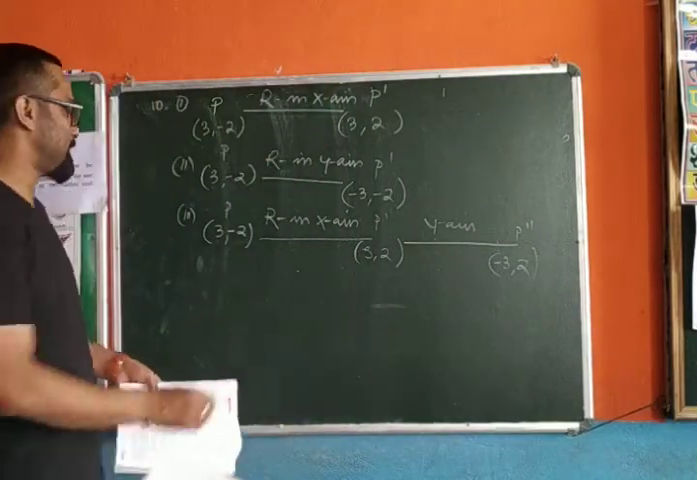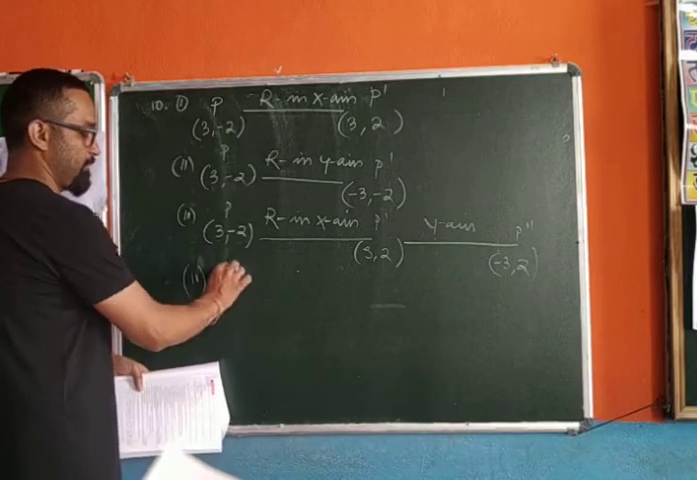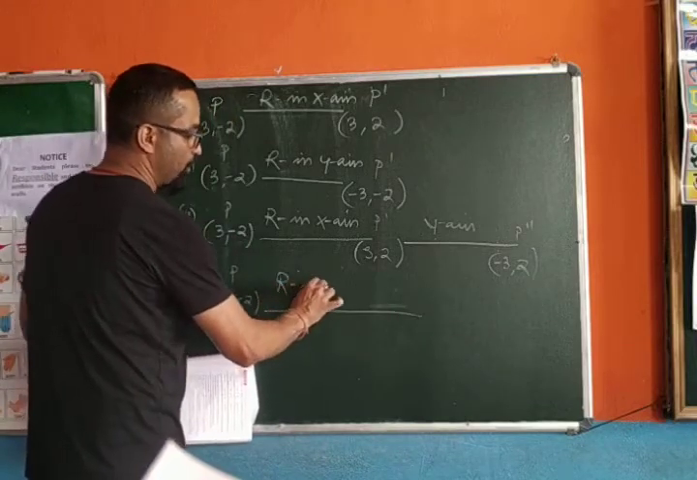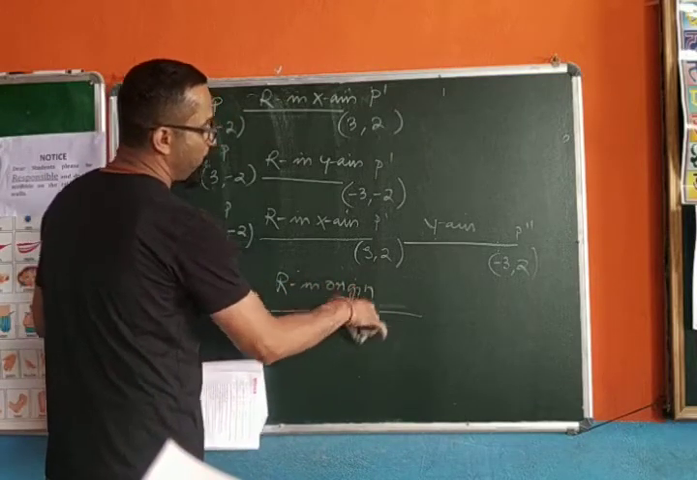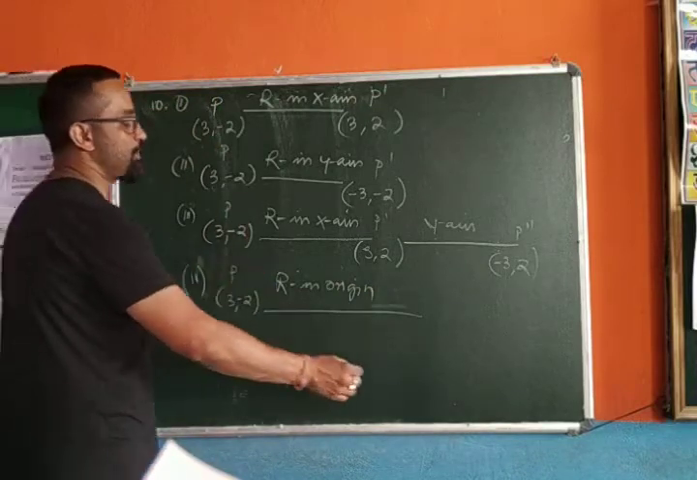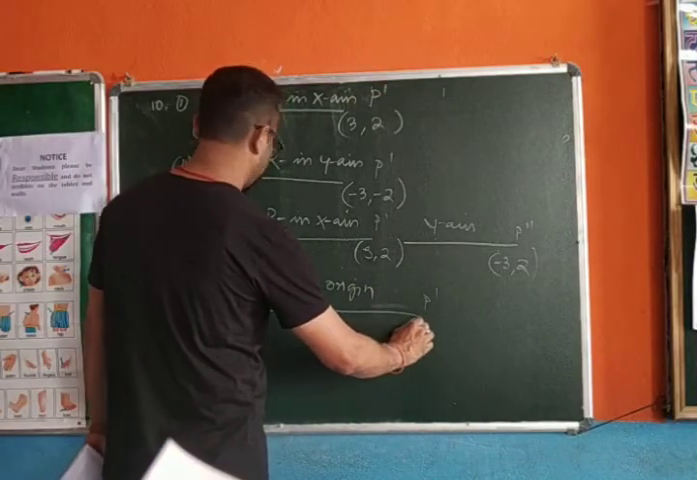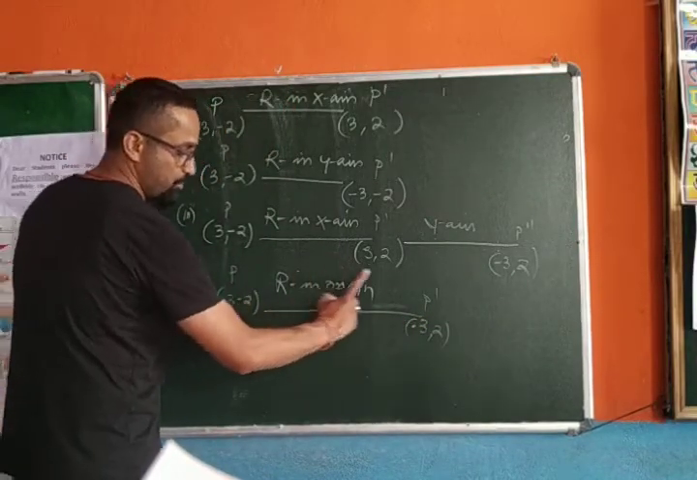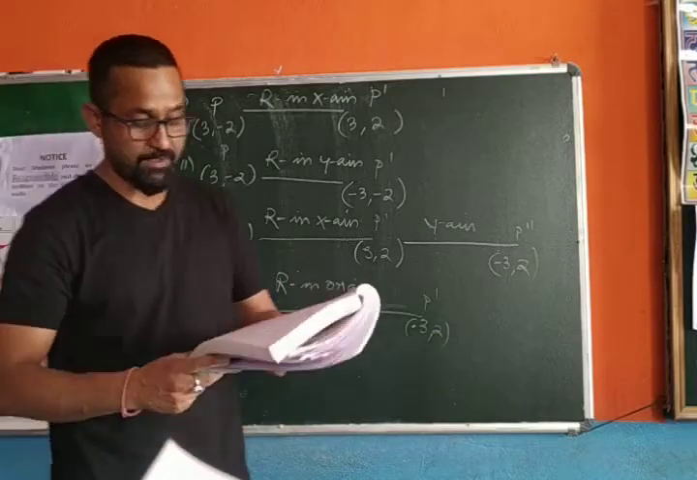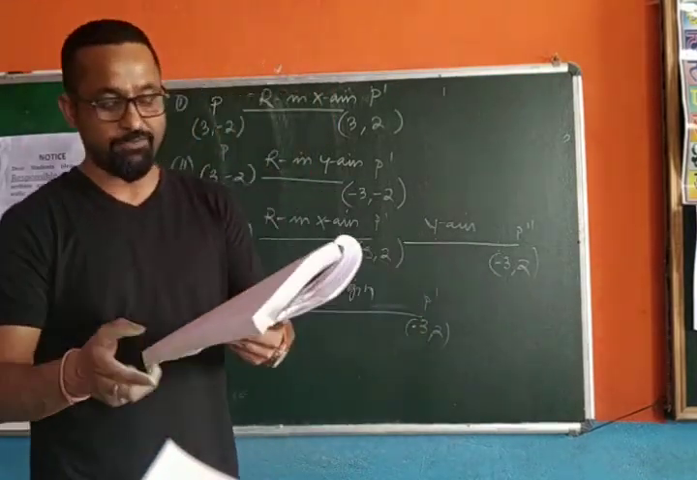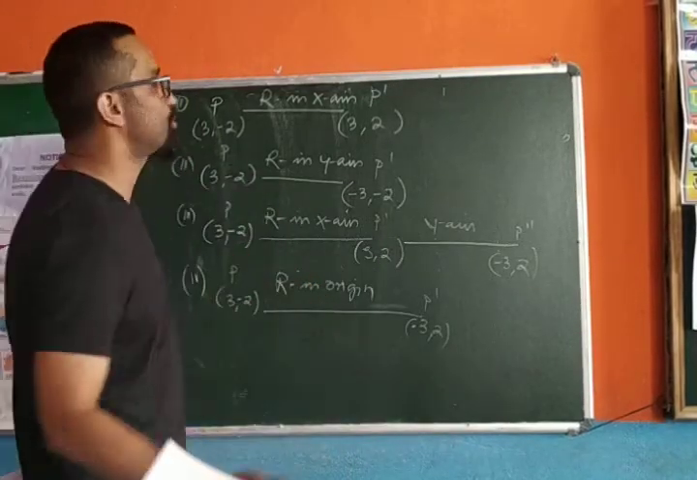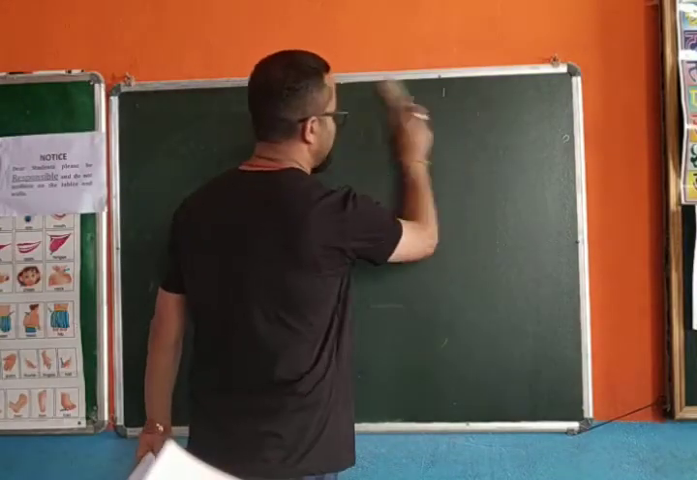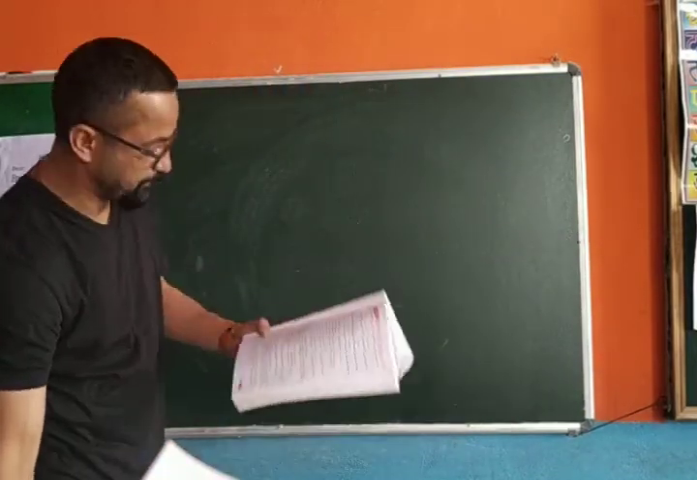And the last one says number 4, origin, P 3, minus 2. It reflects in the origin, and when a point is getting reflected in the origin, both change the sign. P dash equals minus 3, 2. Plus will change to minus, minus will change to plus. Question number 11 is similar, 12 is similar. Look at question number 13. It is an important question.